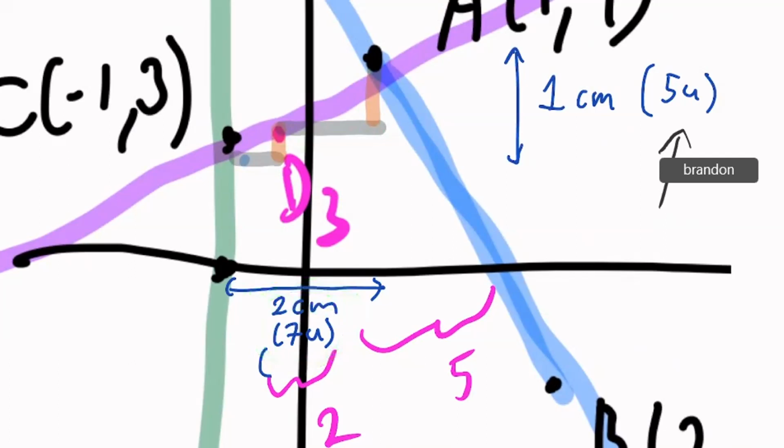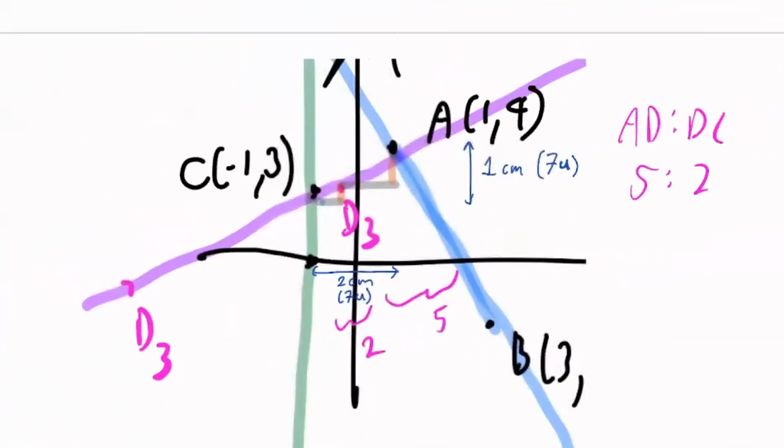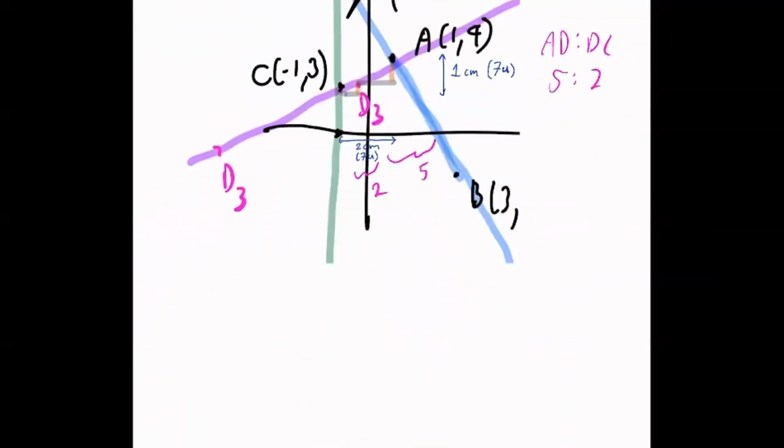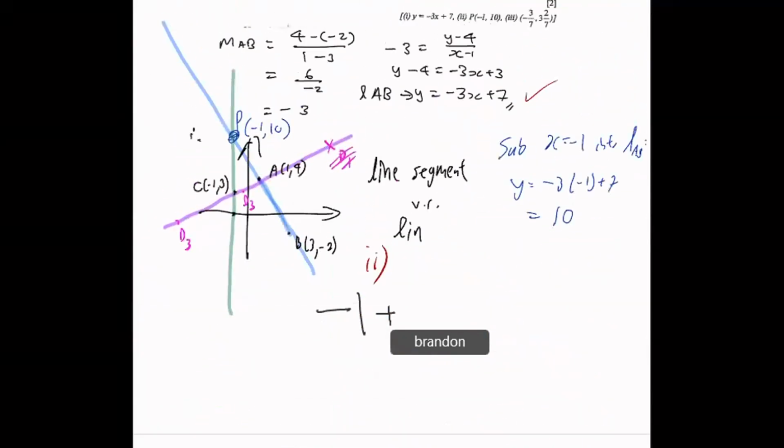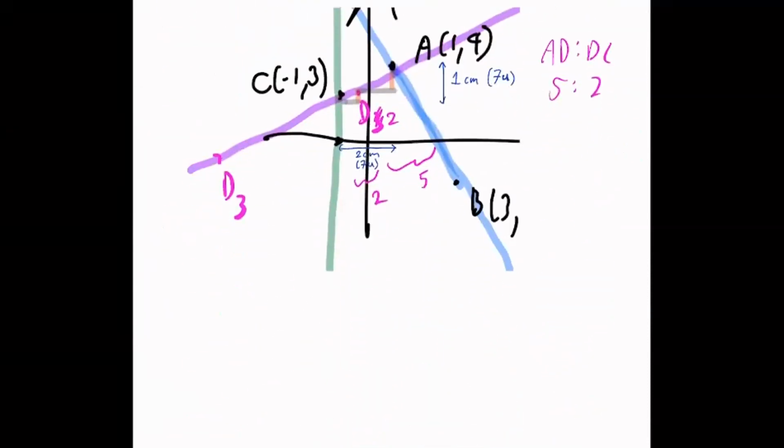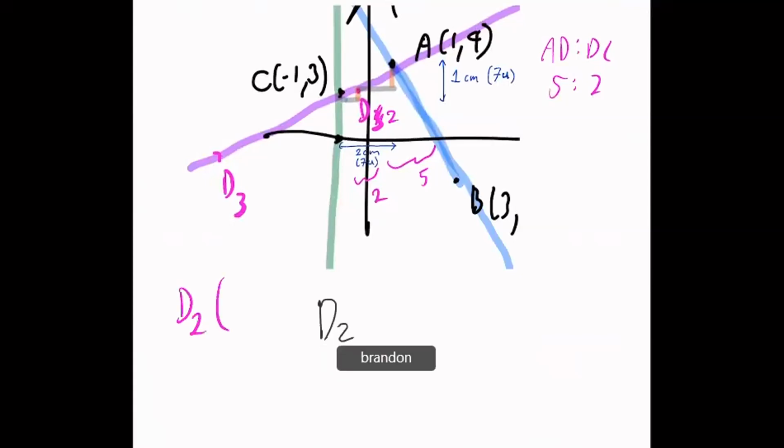Isn't it 7 units? Oh, right. You're correct. Sorry. Must be 7. Yes. Then from there, what can we conclude about D3? Let's figure out. How come both of them are D3? Oh no, that's no good. It should be D2. Let me change it to D2. So from there we know D2 must be what coordinates?